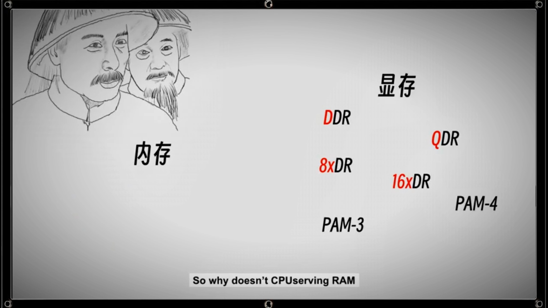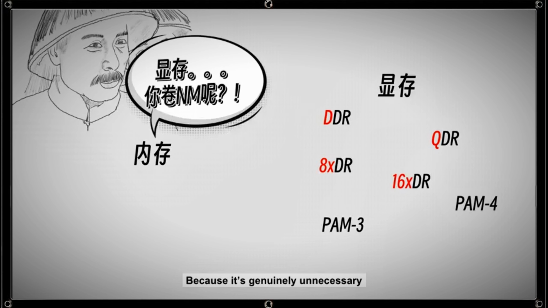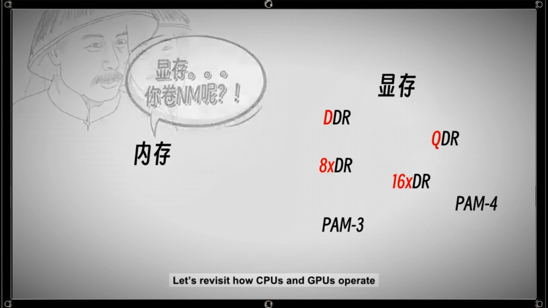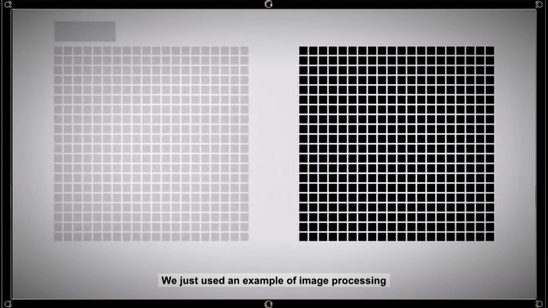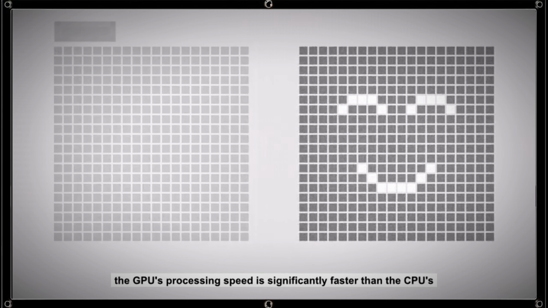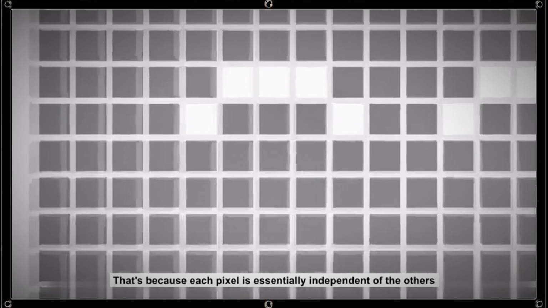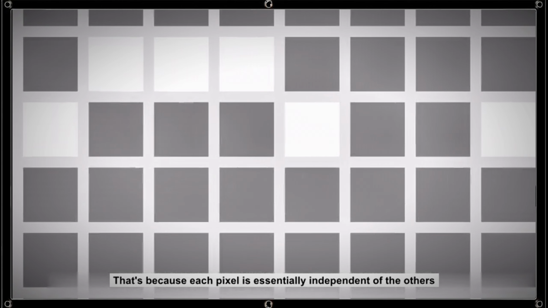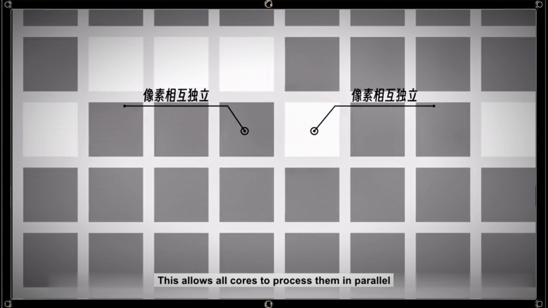Don't embarrass yourself. Why not adopt PAM3 or PAM4 too? So why doesn't the CPU-serving RAM go all out on bandwidth like VRAM? Because it's genuinely unnecessary. Let's revisit how CPUs and GPUs operate. We just used an example of image processing. In this example, the GPU's processing speed is significantly faster than the CPU's. So why is the GPU so much faster in this scenario? That's because each pixel is essentially independent of the others. This allows all cores to process them in parallel.